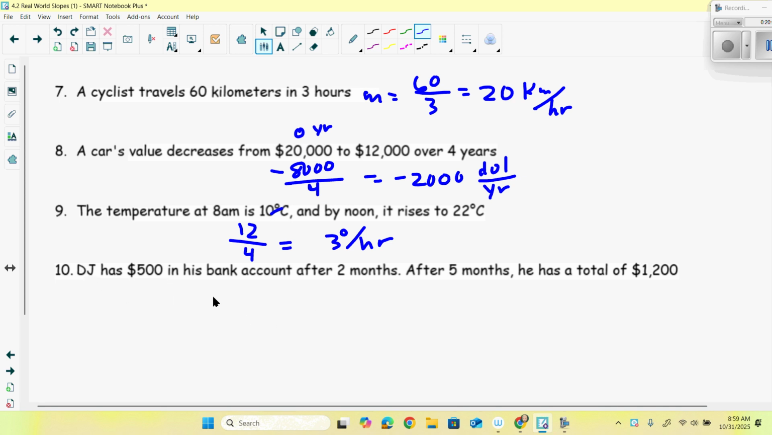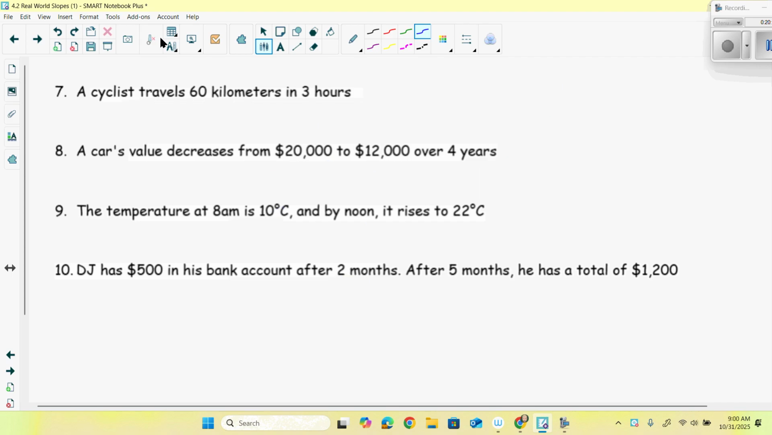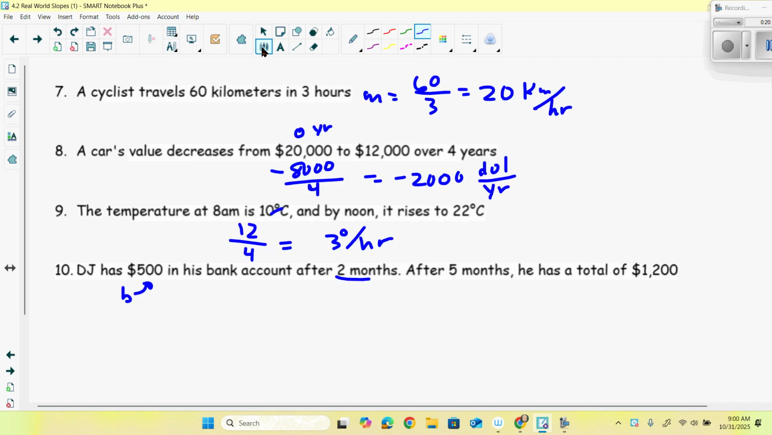DJ has $500 in the bank account. Well, that sure sounds like a starting value. I think that's going to be my b. But anyway, after 2 months, and then, after 2 months, never mind. That is definitely not DJ's money at the beginning. That's his money later. So I have 2 months, $500, and 5 months, $1,200.